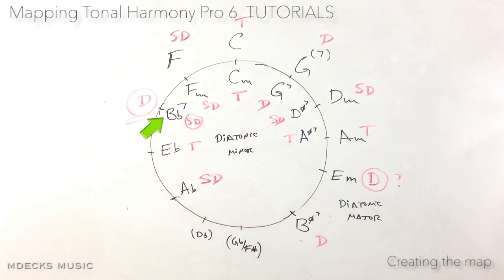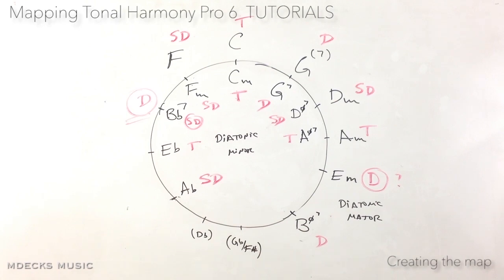Let's talk about the B flat 7 chord. By our rules, it should be a subdominant chord. It contains the 4 and the flat 6, and it is used as such many times. But let's not forget, it is a 7th chord, and the dominant of the relative major.